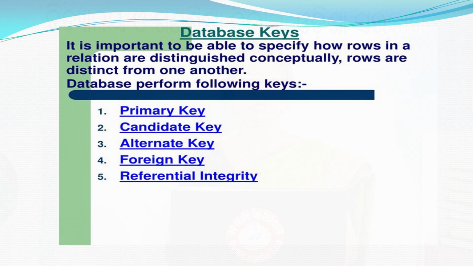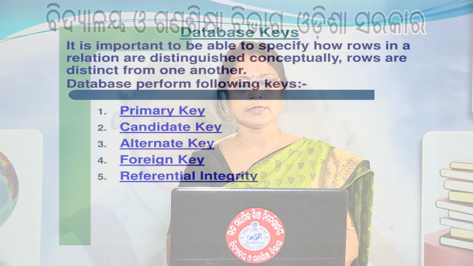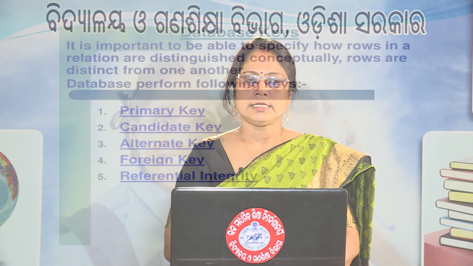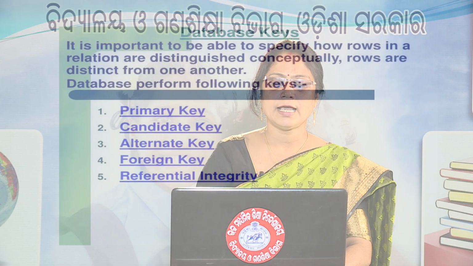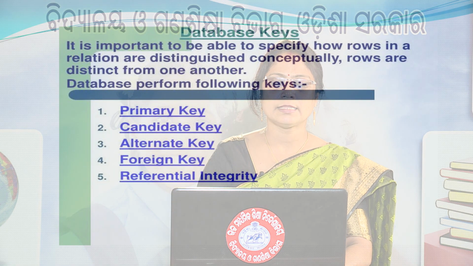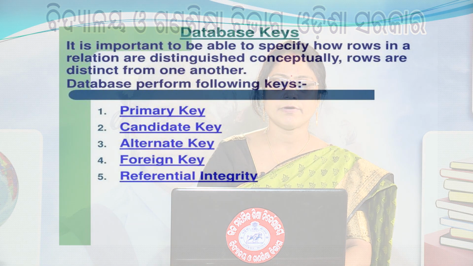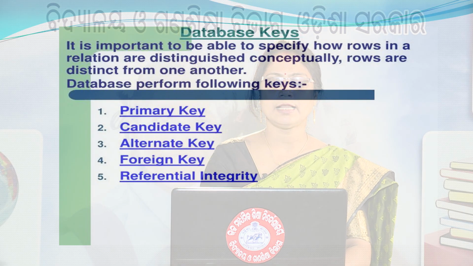Rows are distinct from one another. No two rows in a particular table will match, or in a database no two rows of data will match ever. So, each individual row is distinct and also each individual column is distinct. There are a number of keys in a database. One is our primary key, another is candidate key, next is alternate key, then foreign key and the referential integrity.